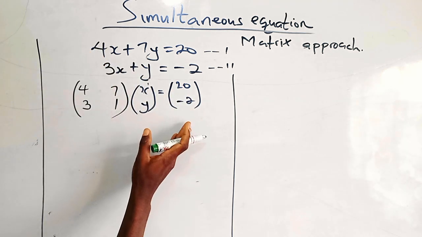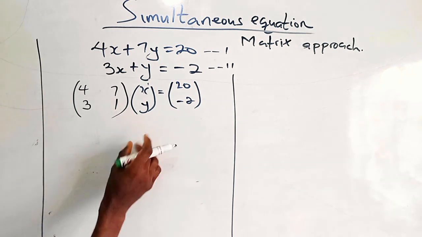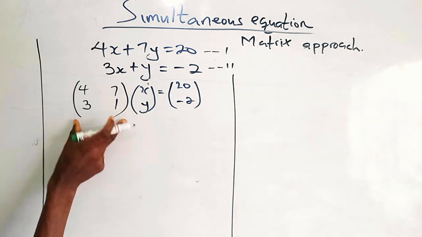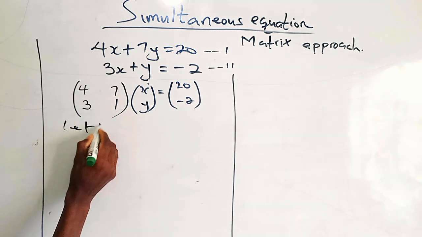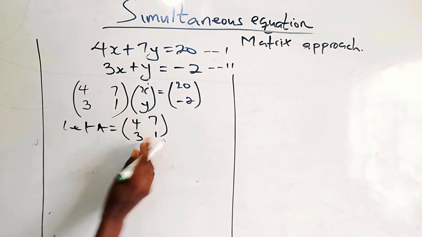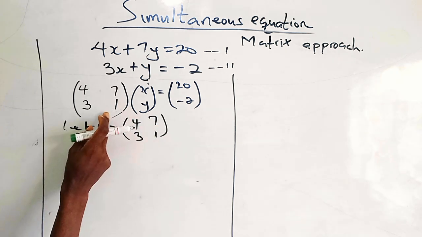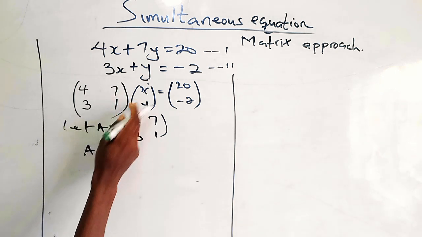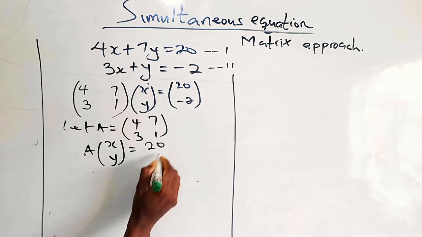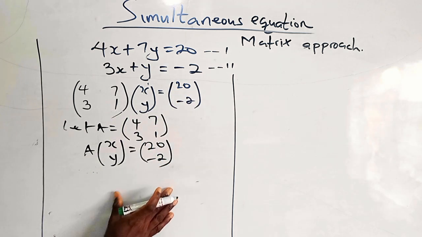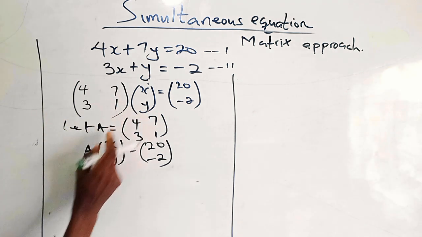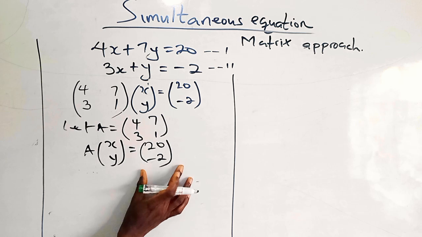Okay, so from here, what we do now is we can label this matrix as matrix A. So let us say, let A represent this. So we have 4, 3, 7 and 1. Okay, when A is this, we can write this as A times x, y equals 20 and minus 2. It's like you write this as this. Okay, by changing this to A, repeat this back, equals 20 and minus 2.